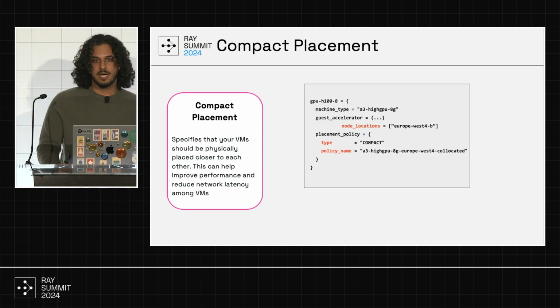And with A3 High, we also have the ability to leverage compact placement from GKE, which essentially makes sure that the nodes, the VMs that we're using, VMs with GPUs, are physically placed closer to each other. And so this can help in performance and also reducing the network latency among the VMs that need to communicate with each other. Similar idea, you can see on the right is a quick Terraform snippet.